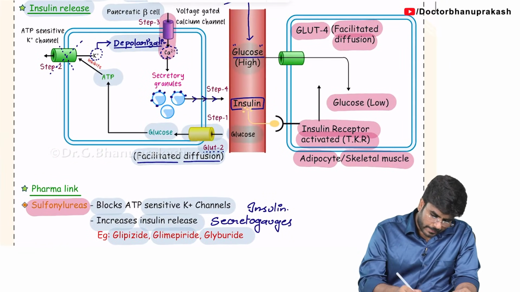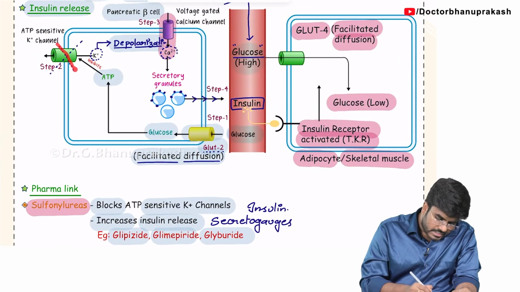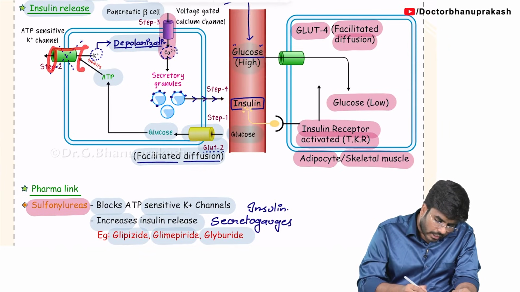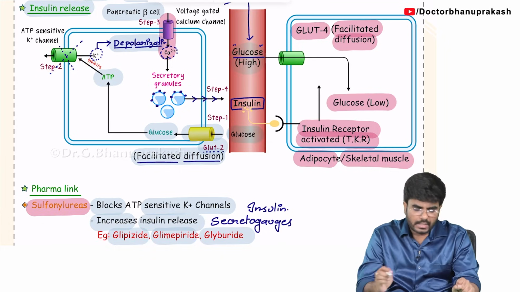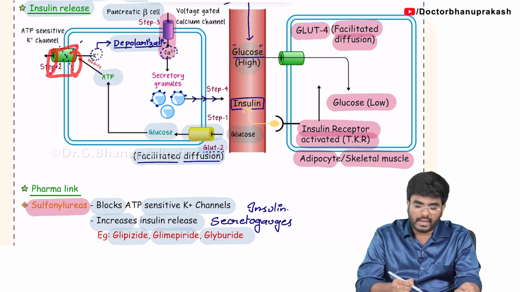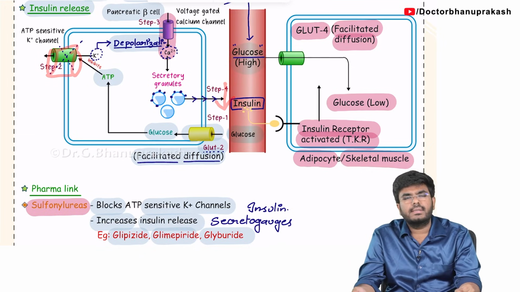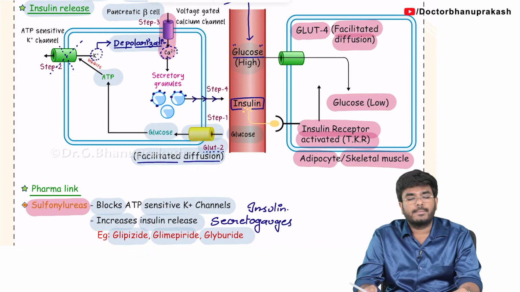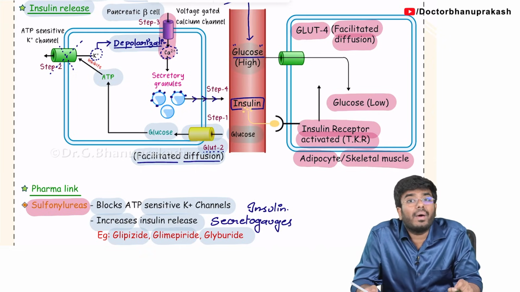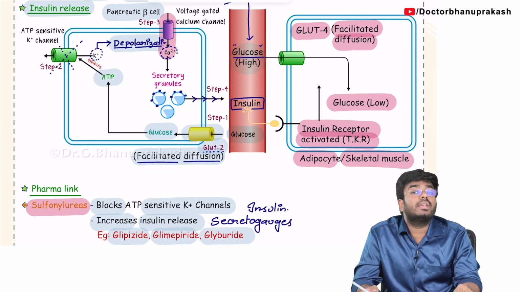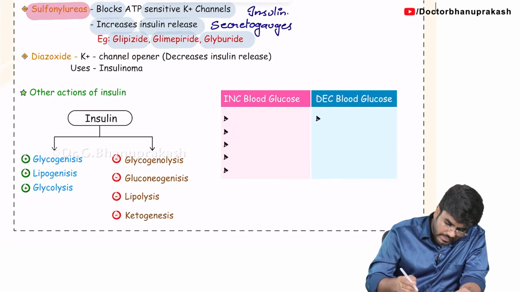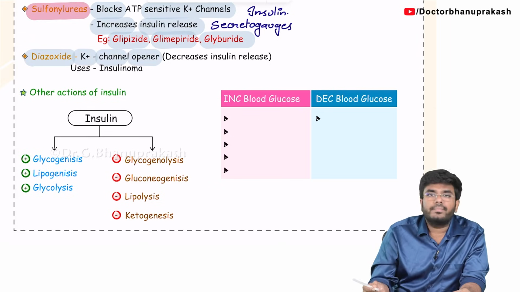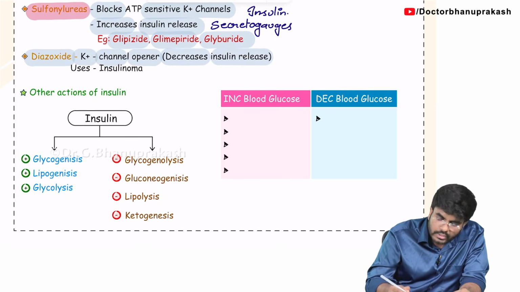In the same way, use your logic. If you block this channel, more insulin is released. But if you open this channel, exactly the opposite, the insulin release will decrease, because once you open this channel, more potassium will go out of the cells and the cell will become hyperpolarized. So potassium channel openers decrease insulin release. There is a drug called diazoxide, which is a potassium channel opener. So what will it do? It decreases the insulin release.